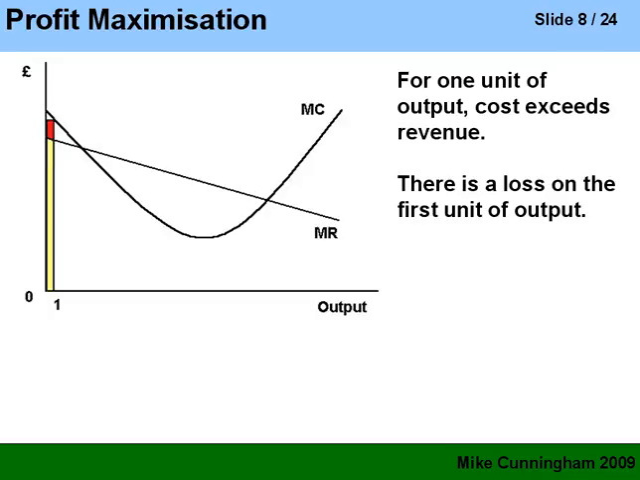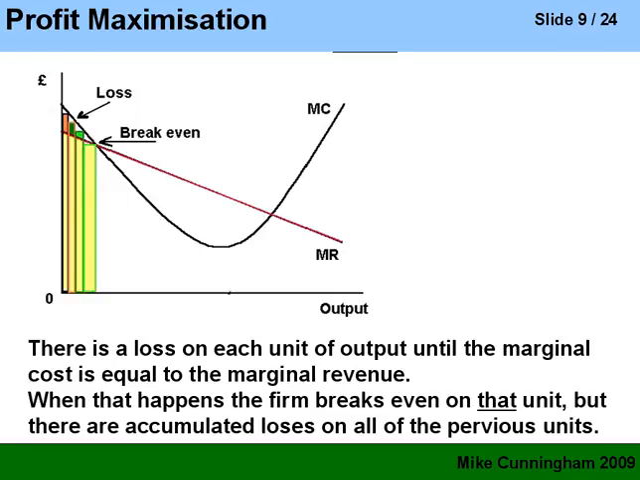In other words, on that unit, we are losing. Costs are in excess of revenue for that unit. If we only produce one unit, we're losing. Now, you can carry on doing that all the way across to this point where marginal revenue equals marginal cost. That's the break-even point. It's break-even for that unit. But if you look at the diagram, we've lost on the first one. Marginal cost is greater than marginal revenue on the first one. We've lost on the second one. Marginal cost is greater than marginal revenue. So we've lost on the first, we've lost on the second, we've lost on the third, and perhaps we've broken even on the fourth.